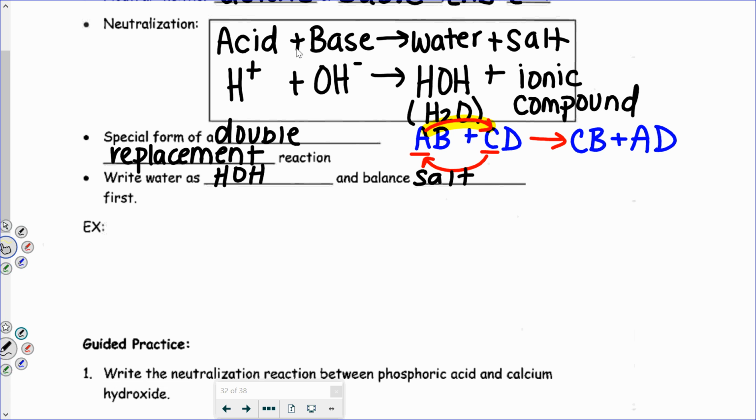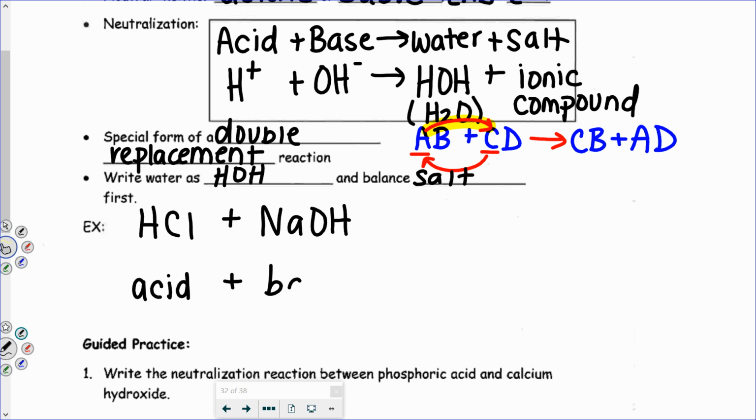So I'm going to give you an example problem right here. Okay, so let's say I have HCl. Here's HCl. That is going to be my acid. And I have sodium hydroxide, NaOH. This is going to be my base. All right. Now, I know this is a neutralization reaction because I have an acid and I have a base, but I need to predict the products.